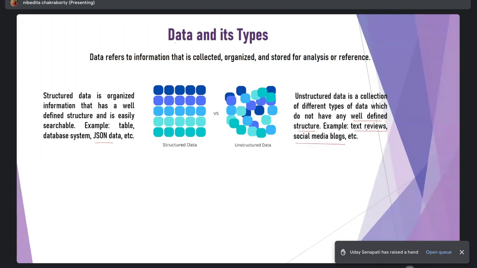So tell me, why are text reviews unstructured data? Why do we call text reviews unstructured? Because the texts are not alphabetically arranged. Not alphabetically arranged. Okay, if I have alphabetically arranged data, A, B, C, D to Z, is it structured?